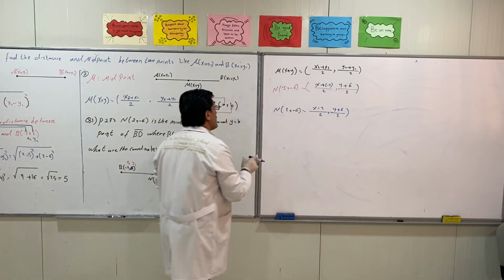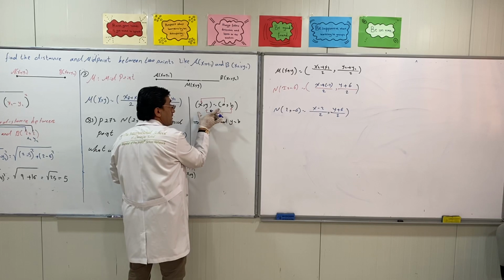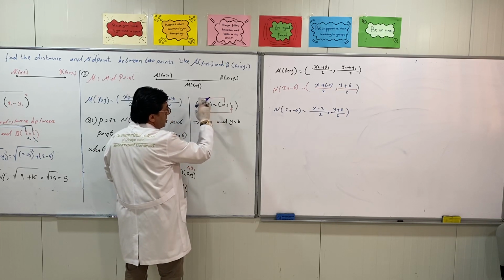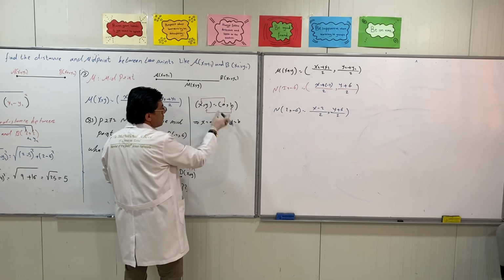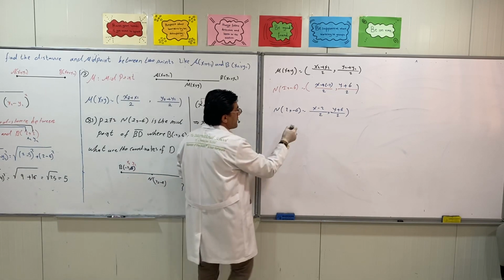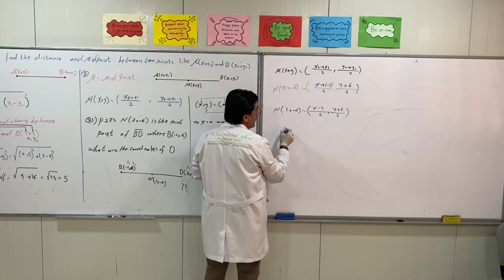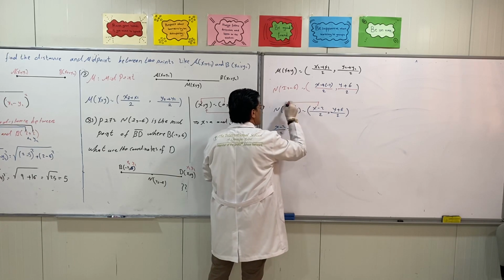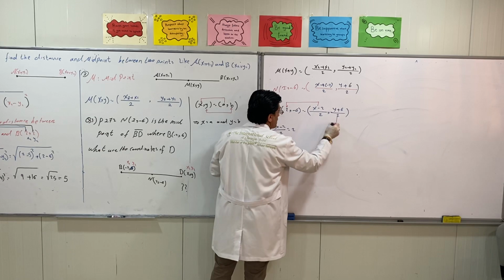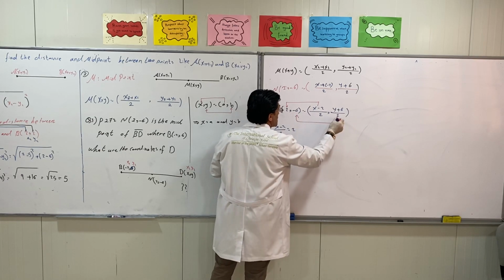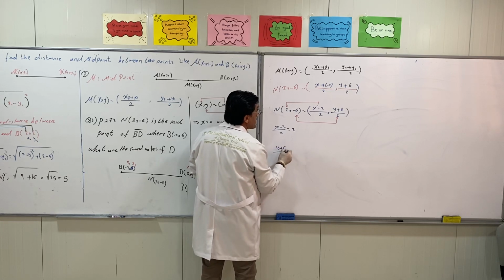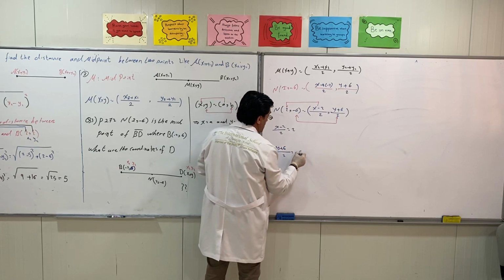Now, if two points are equal, the abscissas are equal and the ordinates are equal. That means x-coordinate equals x-coordinate and y-coordinate equals y-coordinate: initial with initial, terminal with terminal. So we have two equations: (x minus 2)/2 equals 2, and (y plus 6)/2 equals negative 6.